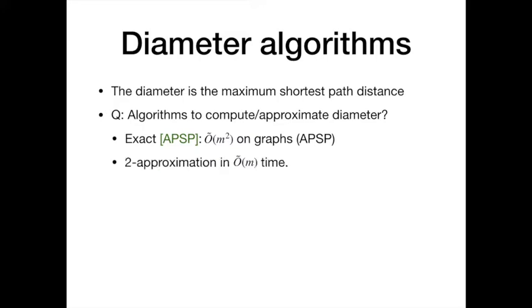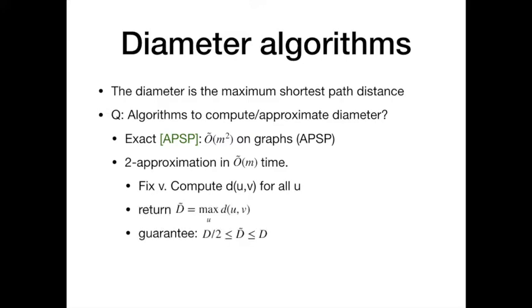And we can ask what happens if we allow approximation. There's a simple 2 approximation in near linear time, and I'll describe it here. The algorithm is: you pick an arbitrary vertex v, compute the distance from v to every other vertex, and return the largest one. This obviously takes linear time, and I claim it's a 2 approximation. The proof is simple. If the diameter is d, there are two vertices a and b at distance d, so by the triangle inequality, your vertex v is at distance at least d over 2 from one of them.